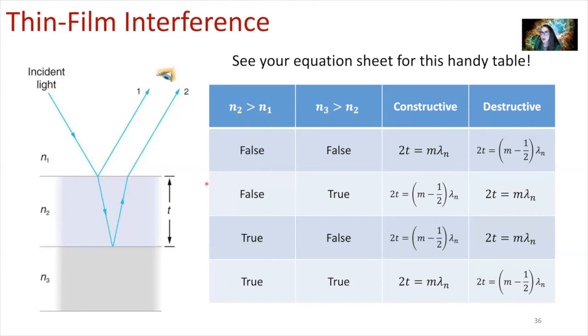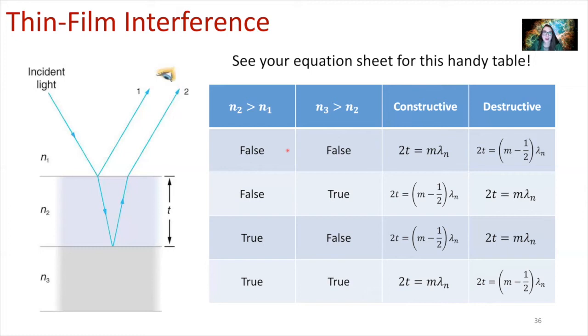And then we have to think about what is the index of refraction of your third material underneath your thin film. If the index of refraction of the material underneath your thin film is greater than that of the thin film, then you would say, is N3 greater than N2? If the answer is true, then you look for these rows where we have true. If N3 is greater than N2, you would say true here. If N3 is less than N2, you would say false here.